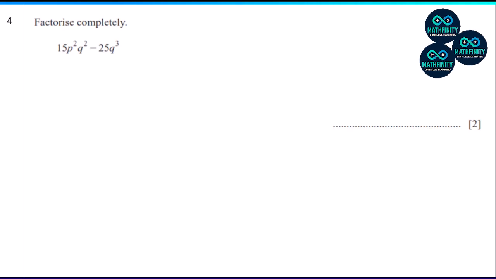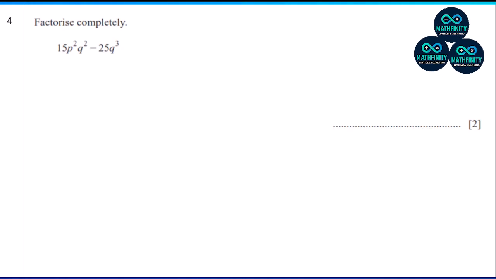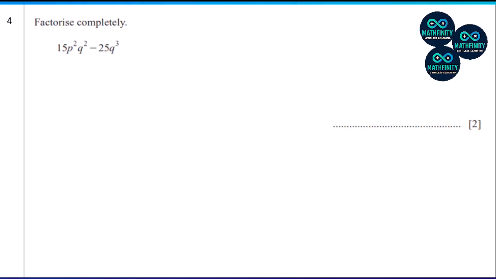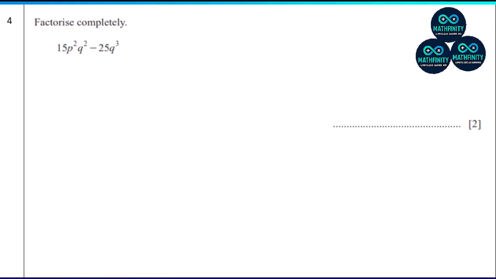Question number 4, factorize completely. If you observe, the previous questions were only for 1 mark. If you have to take out a common number only, they are asking for 1 mark. Variable only common, also 1 mark. But in this question, we have to find out what number is common and what variable is common. So they give you 2 marks, one for the number and one for the variable.